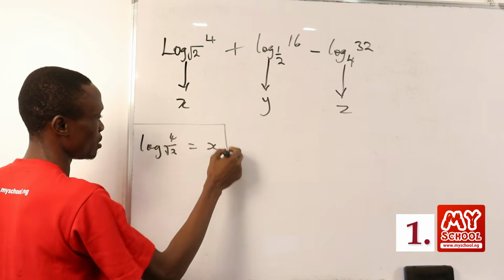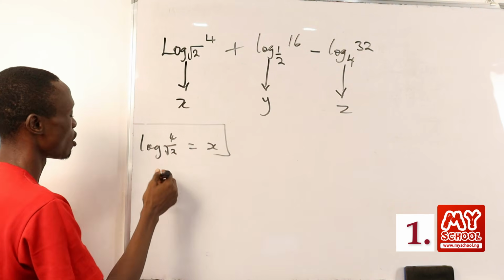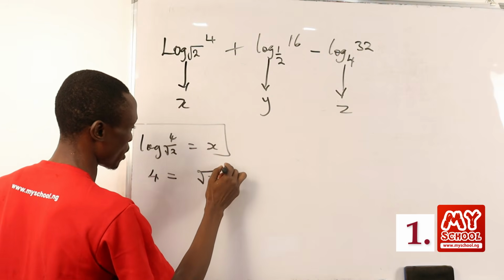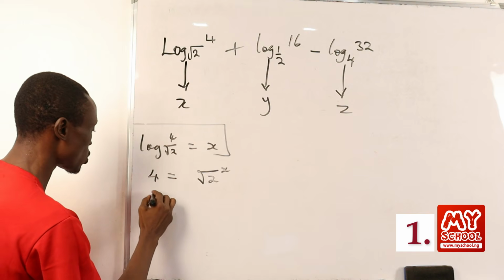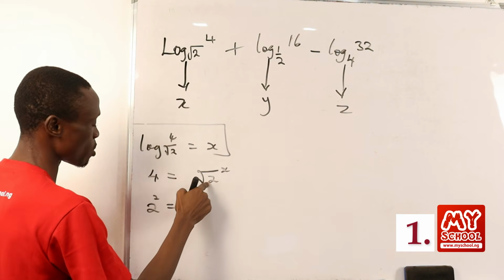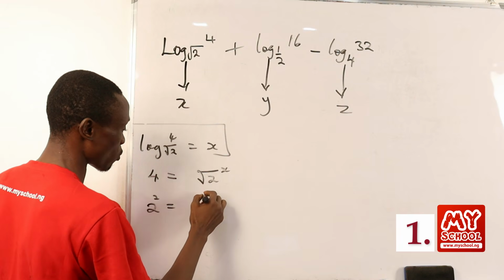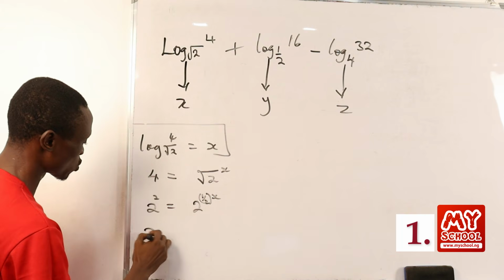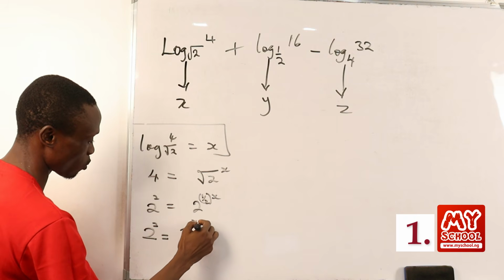we just write this in index form because this is in logarithmic form. So here we just have 4 is equal to root 2 raised to power x. So here we'll be having 2 raised to power 2. Remember that root 2 is the same thing as 2 raised to power 1 over 2, and this is our x. So we have 2 raised to power 2 is now equal to 2 raised to power x all over 2.